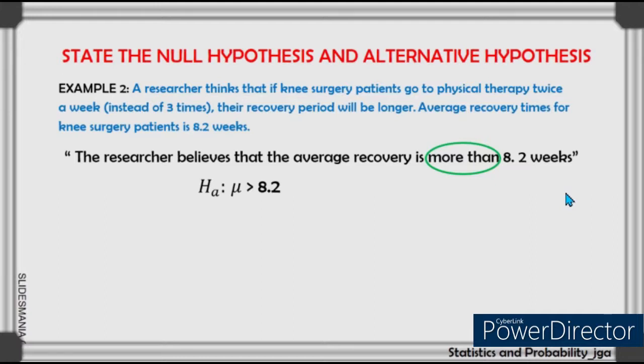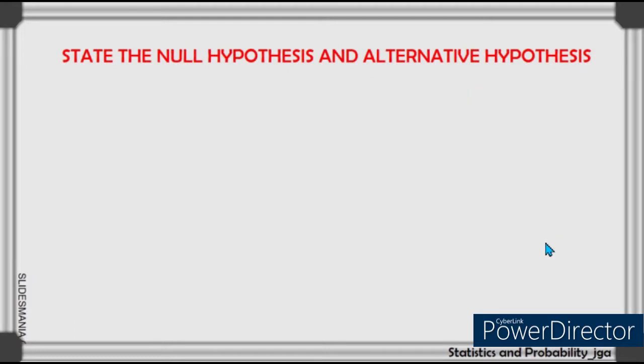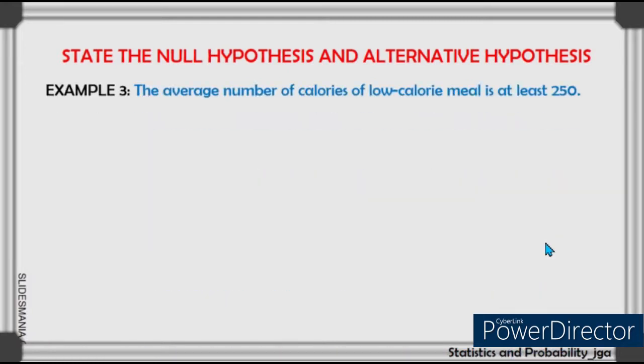And then, if you're going to state the null hypothesis, okay, if the researcher is wrong, then the recovery time is less than or equal to 8.2 weeks. Or in mathematical terms, we have like this. Okay, another example, let's proceed to example number 3. The average number of calories of a low-calorie meal is at least 250. Okay, the keyword here is "at least". Okay, "at least" is for alternative hypothesis or alternate hypothesis.